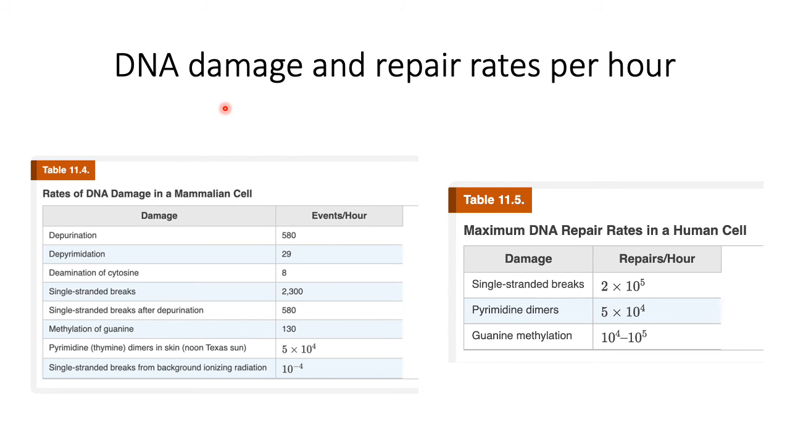There's quite a bit of DNA damage going on even per hour. And so here's a table of the types of DNA damage that we're subject to, as well as the rates or the events per hour. And there's also DNA repair rates, meaning that there's a lot of DNA repair mechanisms going on within our cells also per hour. And so, as you notice, there's a lot of repair mechanisms going on constantly. And so that just means DNA is very vulnerable to becoming damaged.